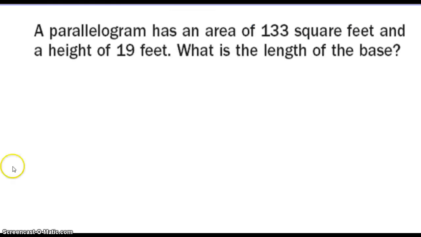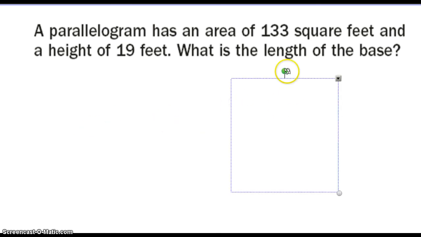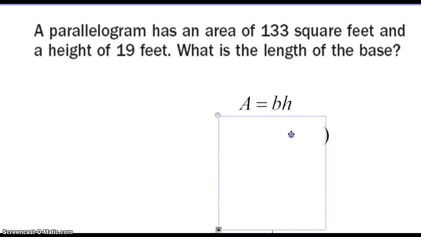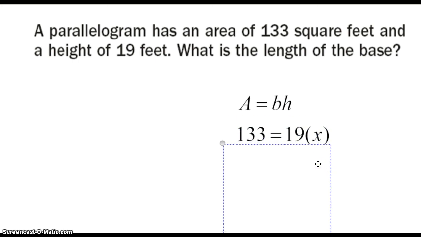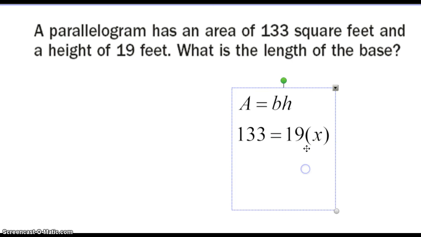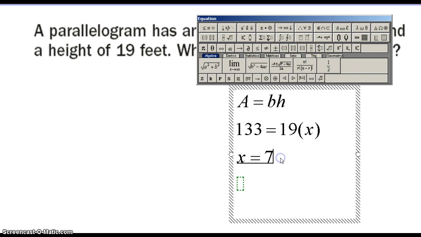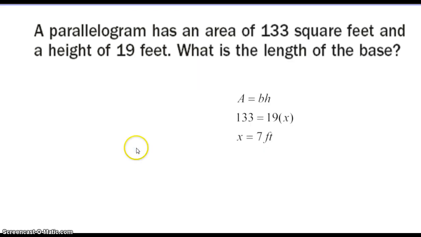The first example I give you, a parallelogram has an area of 133 and a height of 19. So what would the base be? If we do area equals base times height, we take 133 equals base x times height 19, and we say that the answer x is 7. Since the area was in square feet, my final answer is 7 feet.